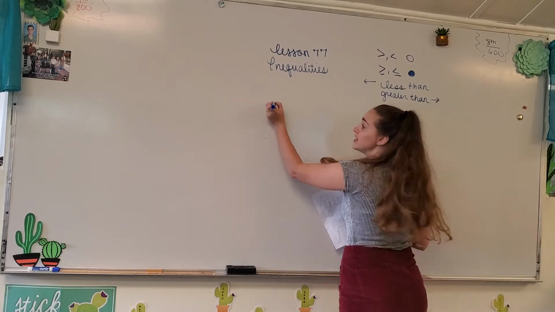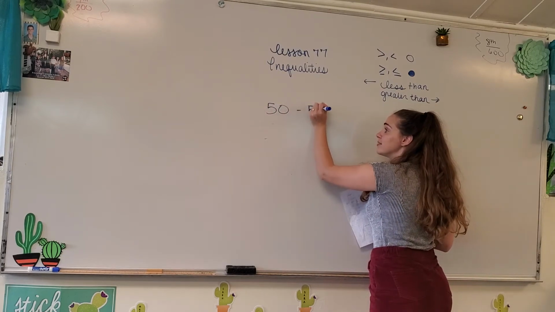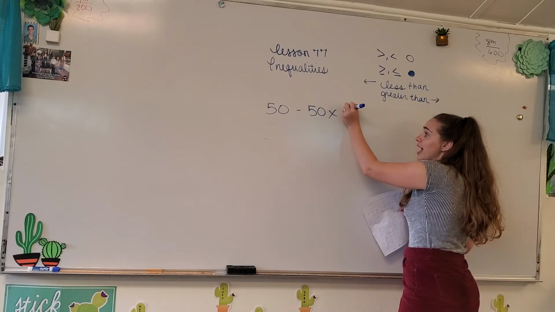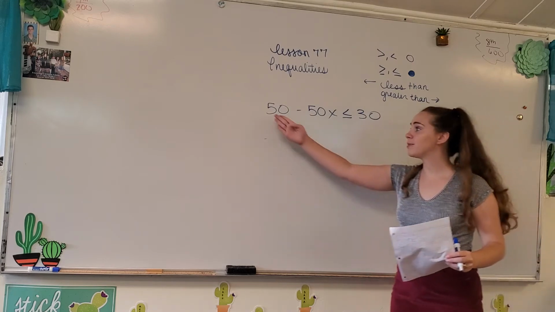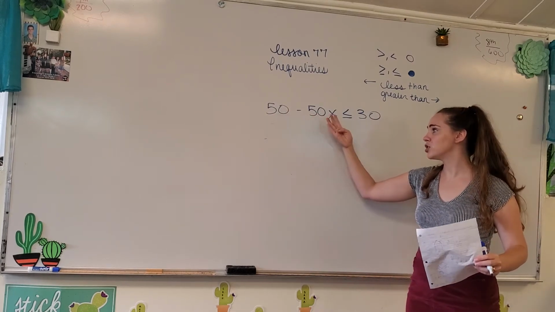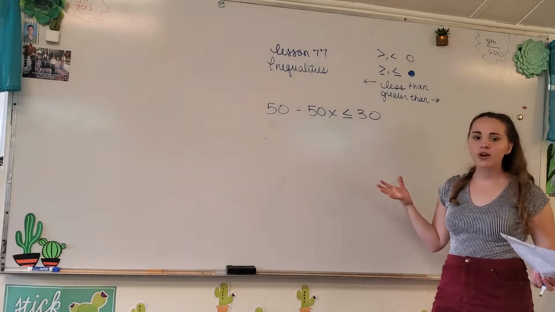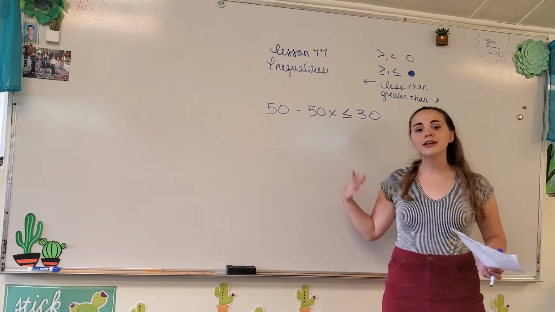And what the equation is: $50 minus $50 times whatever the discount is has to be less than or equal to $30. So this is saying the price of the shirt minus the price of the shirt times the discount has to be less than or equal to 30. And maybe you couldn't have come up with that equation, but guess what? They already did for you. But start thinking about, oh, I see how that works.